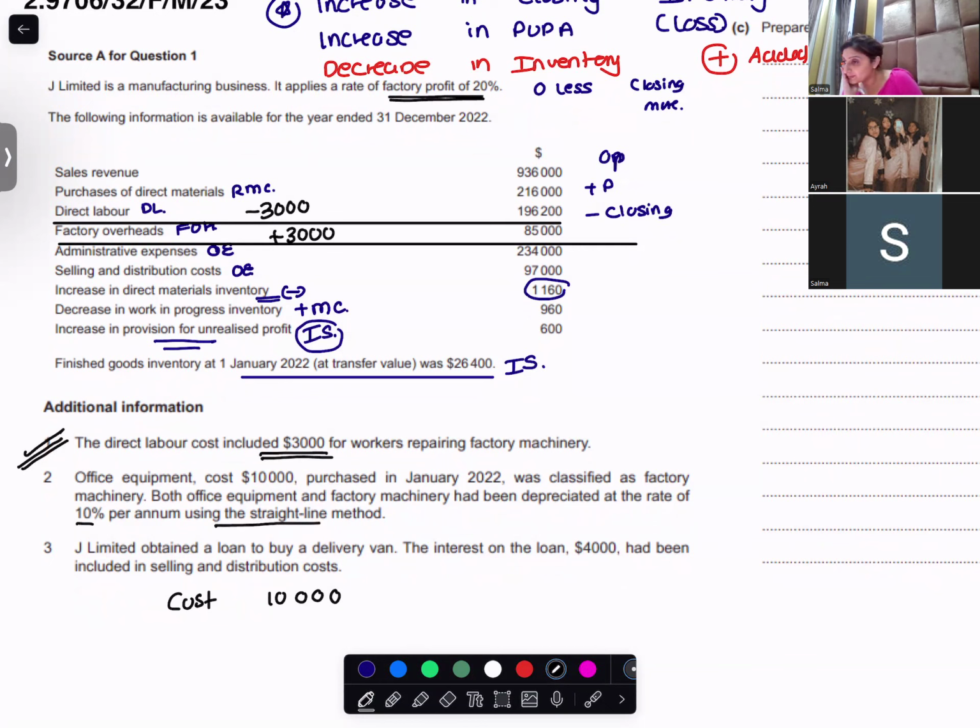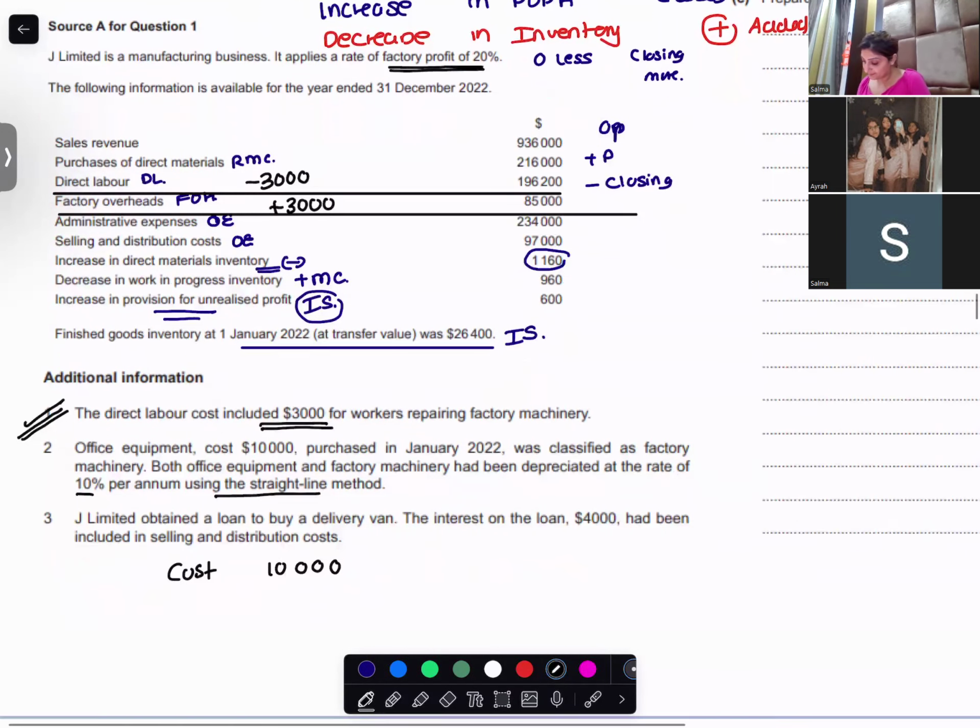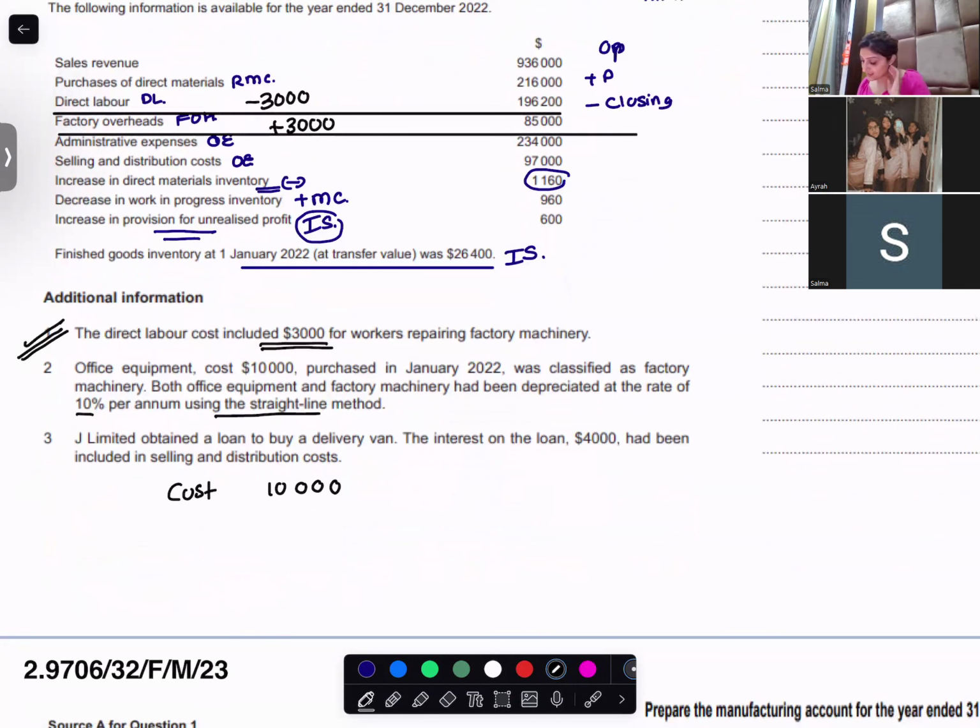Tell me, what will you do? First, you bought equipment. You bought office equipment worth 10,000. Office equipment means it is used in the office. But by mistake, you have classified it as factory machinery.